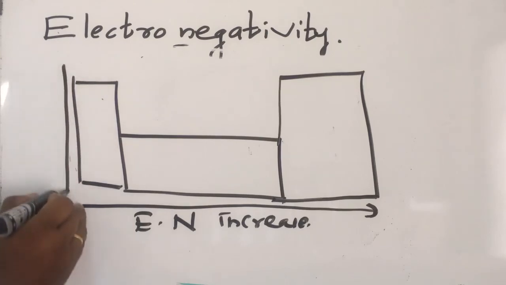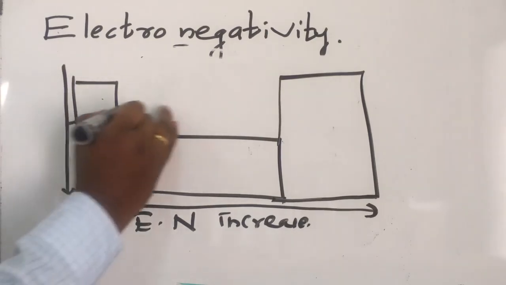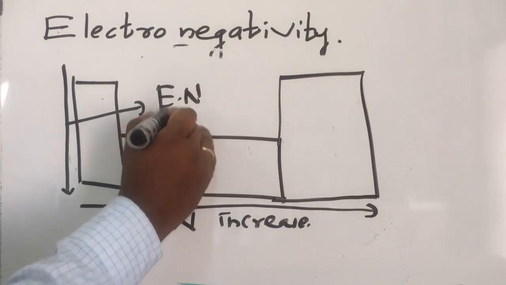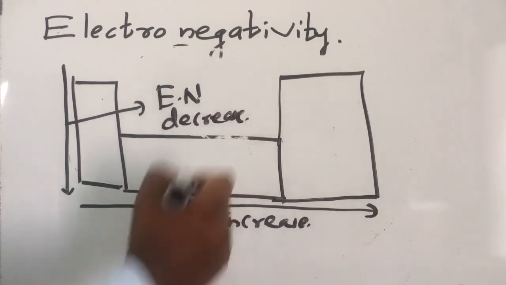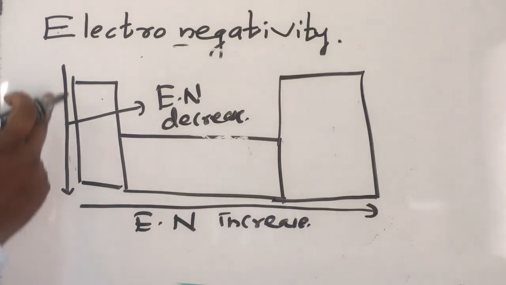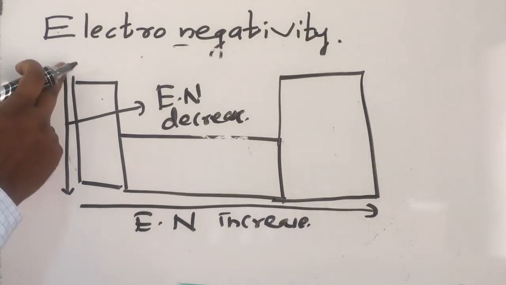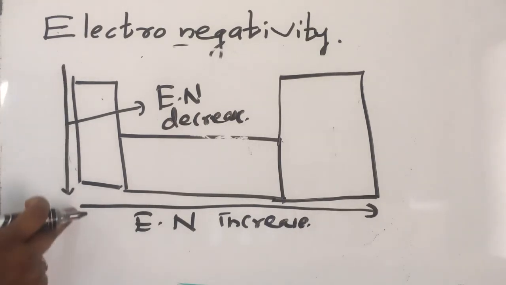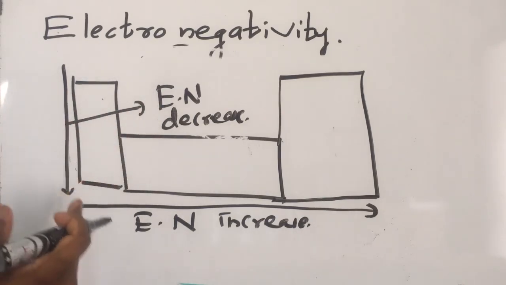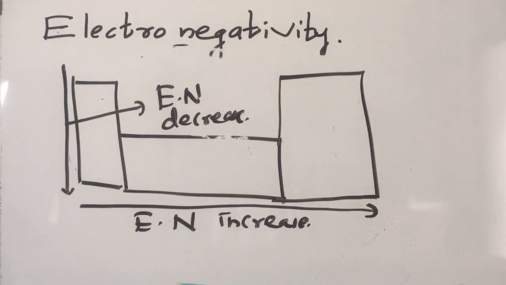From top to bottom in a group, electronegativity will decrease. What is the reason? The reason is that from top to bottom atomic size is increasing. So due to the large atomic size, the bottom element cannot attract the shared pair of electrons towards it. So from top to bottom electronegativity decreases, and from left to right electronegativity increases. This is about the general variation of electronegativity.